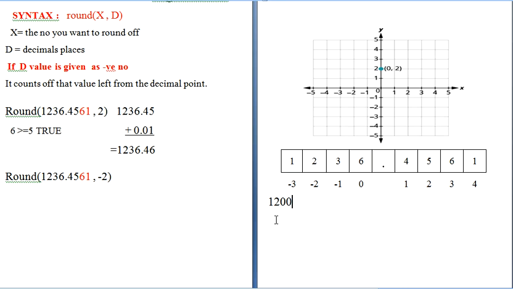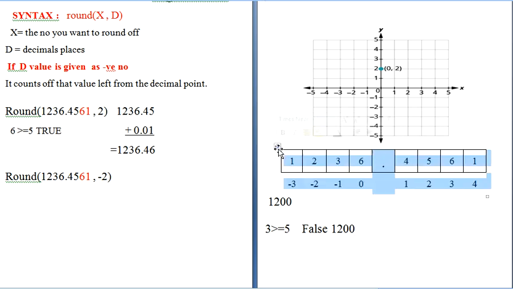Okay, the same logic will be implemented here also. If 3 is greater than or equal to 5, then add 1 to the generated number, or else simply give the result. So here, is 3 greater than 5? It's false. So what will it do? It simply generates the number as 1200.